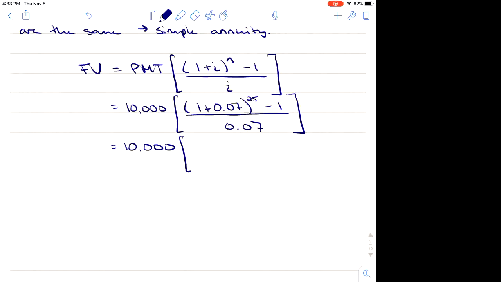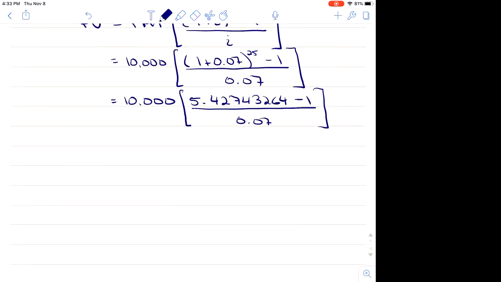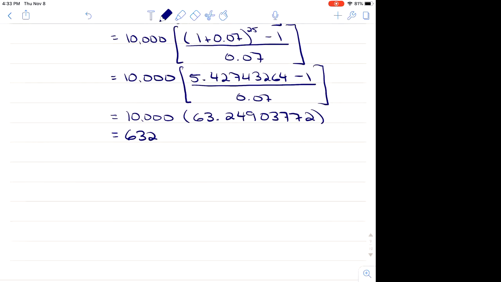1.07 to the power of 25 is 5.4274324, minus 1. Don't forget that minus 1, over 0.07, divided by 0.07. So I get 10,000 times 63.249037772. Now multiply by 10,000. We have $632,490.38. That's pretty good, right?